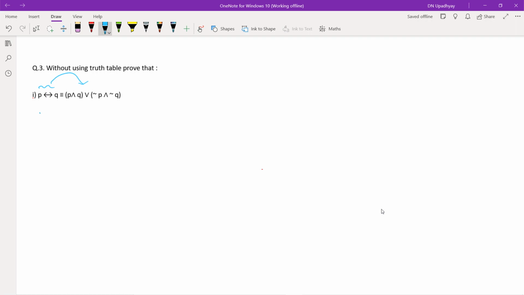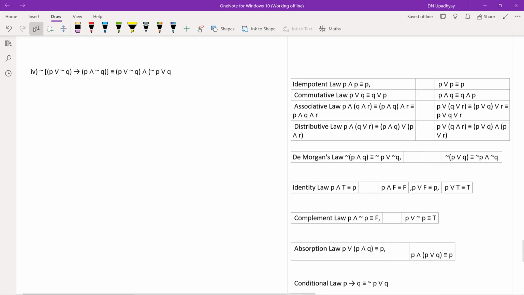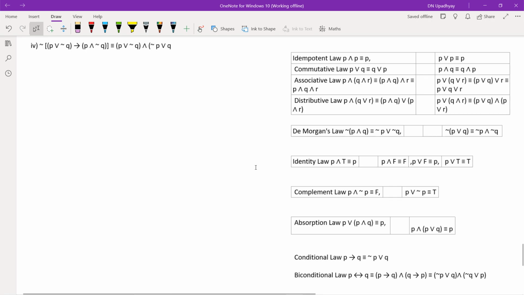P if and only if Q. See this one, we have to take this and prove it, and we have to show that this is nothing but the right hand side. So again for this we have to use these laws. Let me show this.